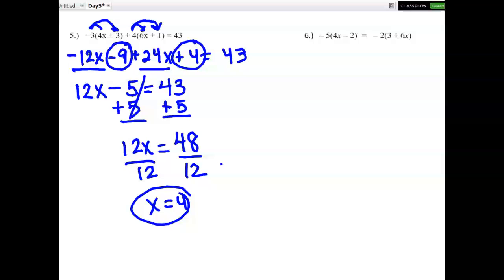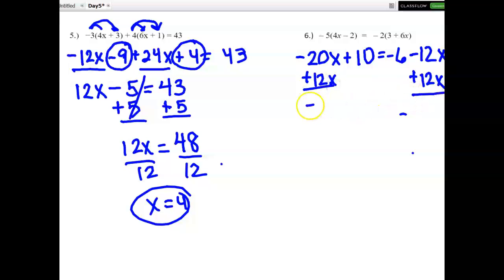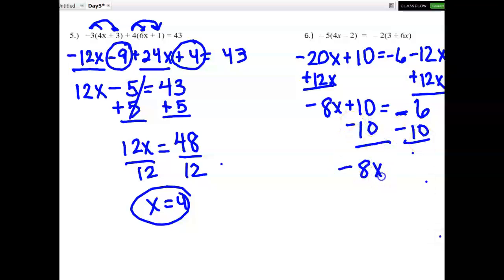All right, so now with number 6, you're going to distribute: negative 20x plus 10 is equal to negative 6 minus 12x. I'm going to move the variables, so I'm going to add 12x to both sides. So I'm going to get negative 8x plus 10 is equal to negative 6. Now I'm going to subtract 10 from both sides. So I get negative 8x is equal to negative 16, so that when I divide by negative 8, my x is going to be equal to 2.